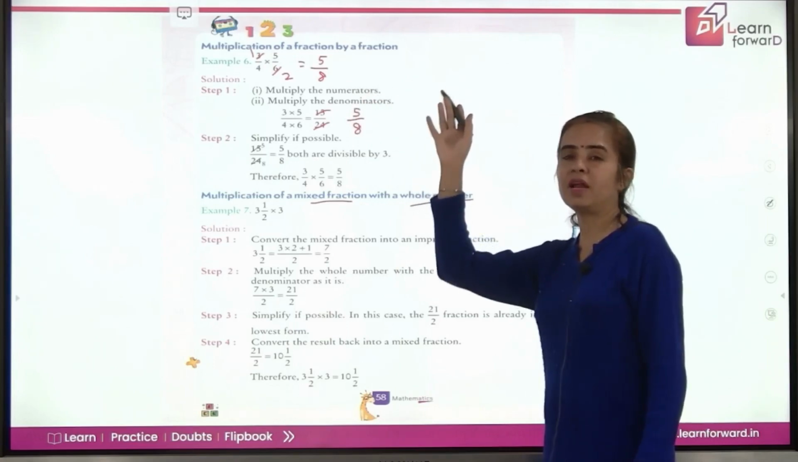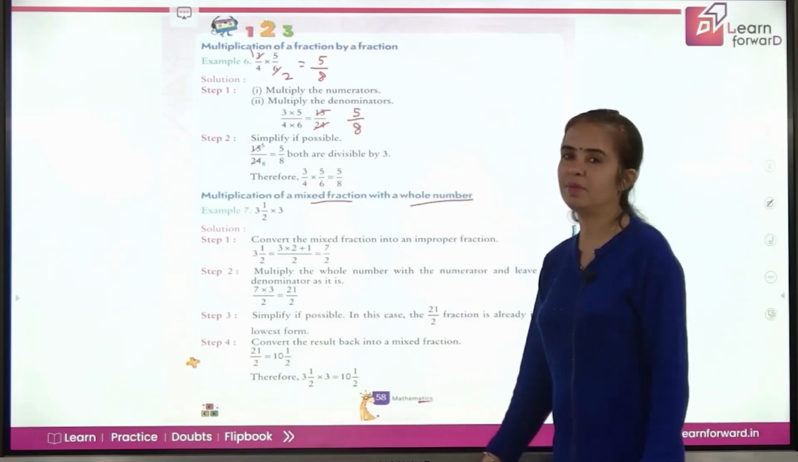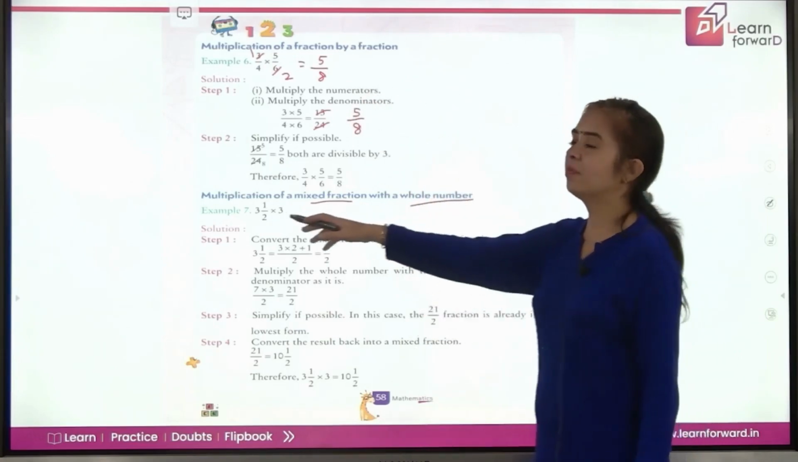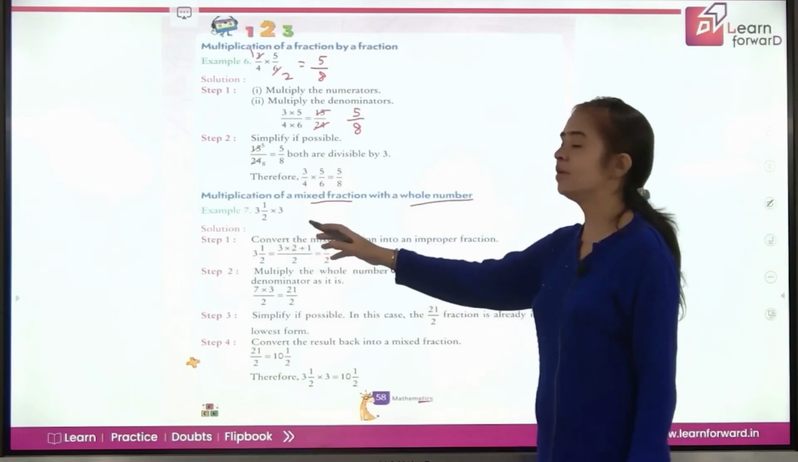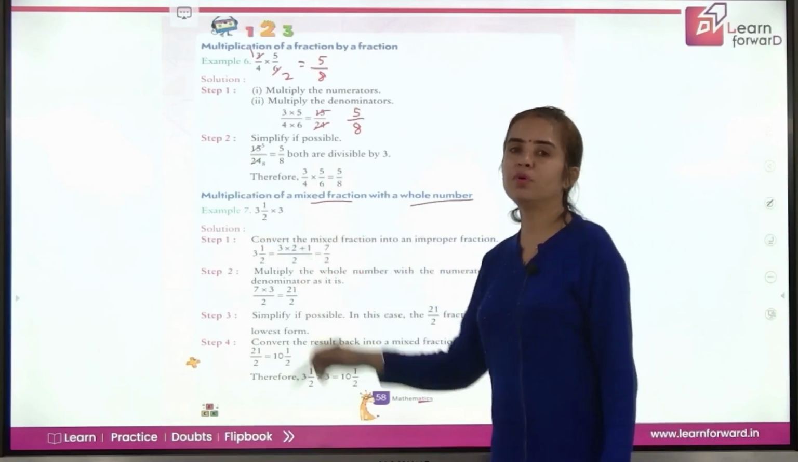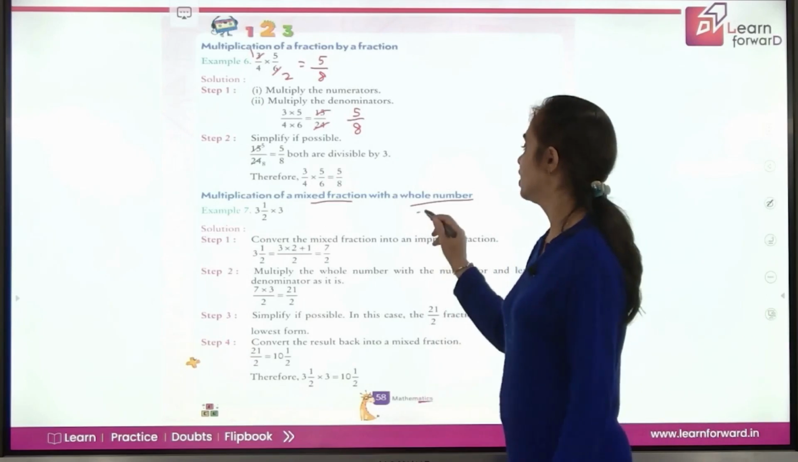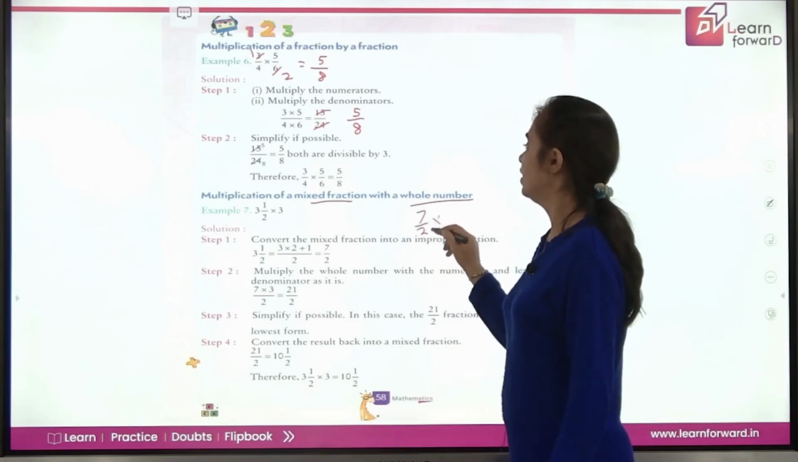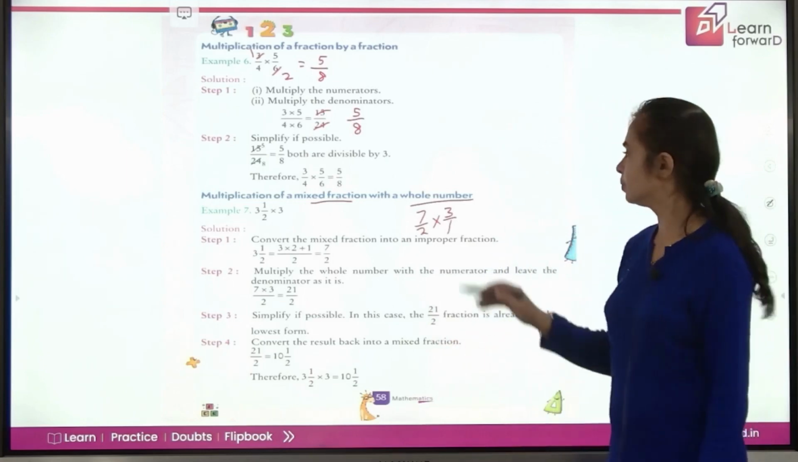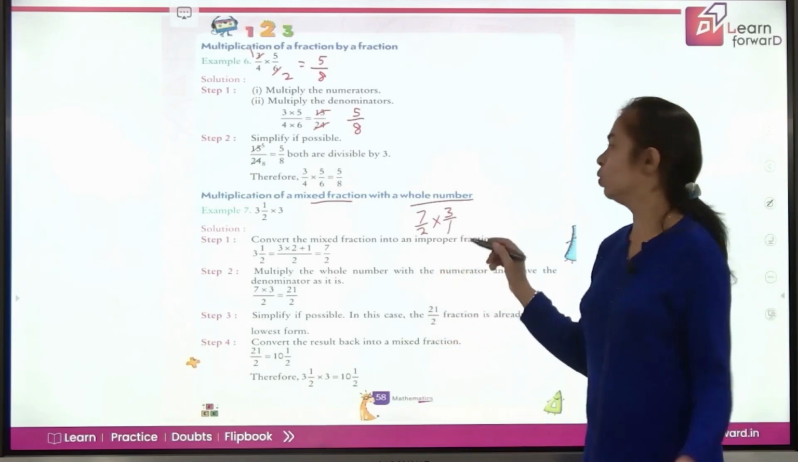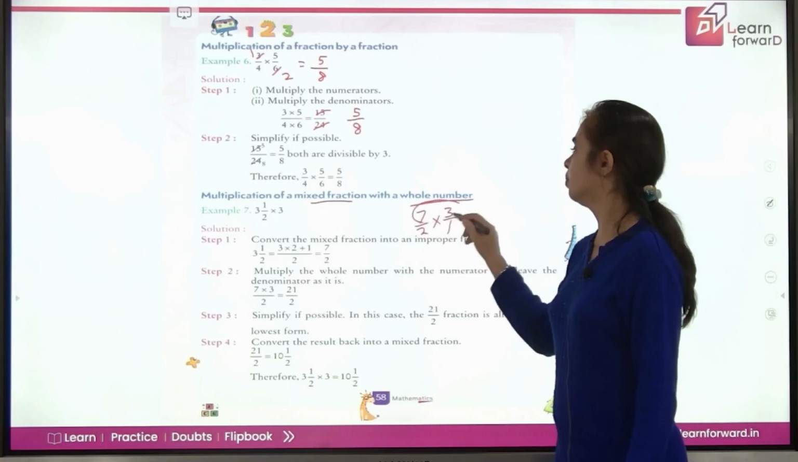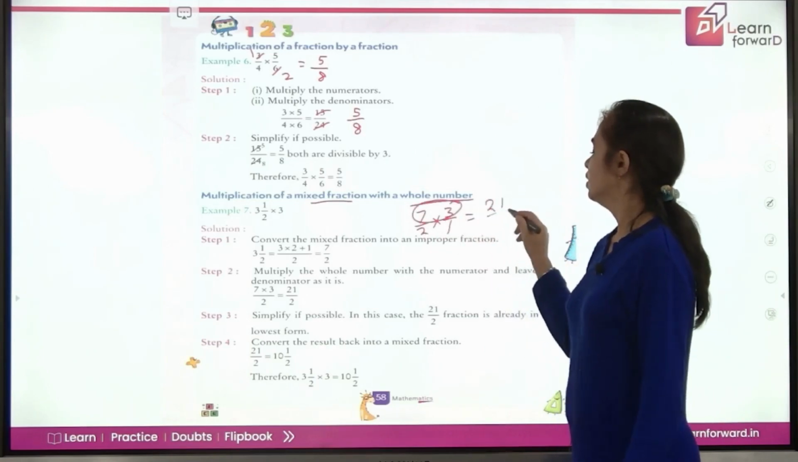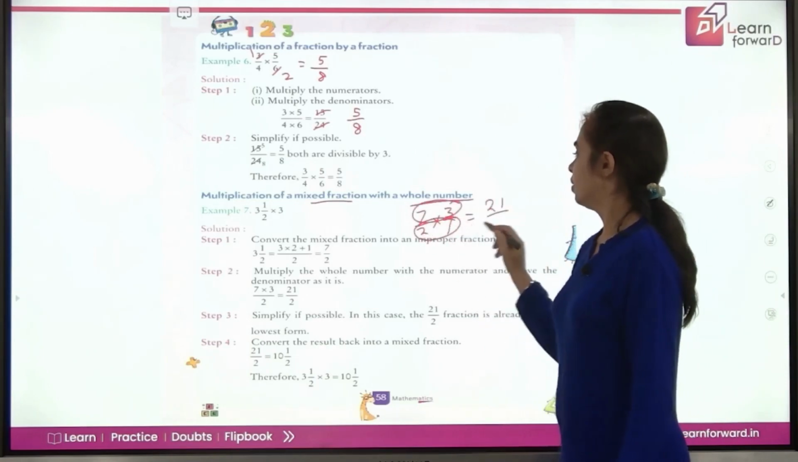Numerator multiplied by numerator, denominator multiplied by denominator. For example, if you have 3 whole 1 by 2 times 3. So, change this into improper. What do you get? Perfect. 7 by 2, and 3 you change into a fraction with denominator 1. Anything common? No. Simply multiply the numerator by numerator. You get 21.